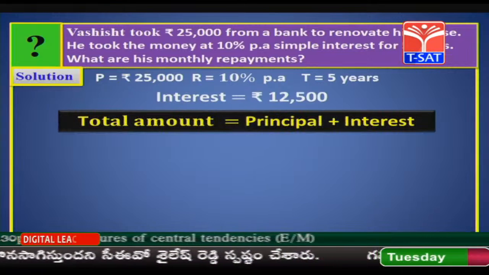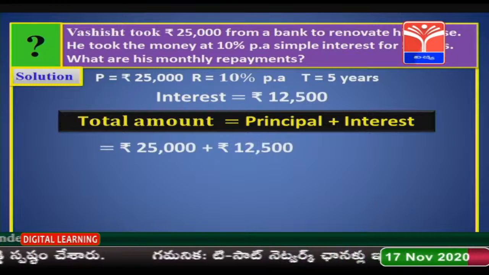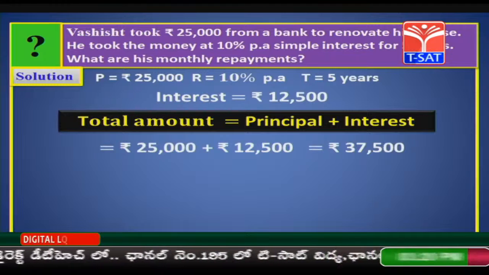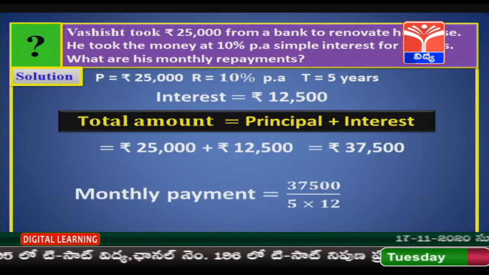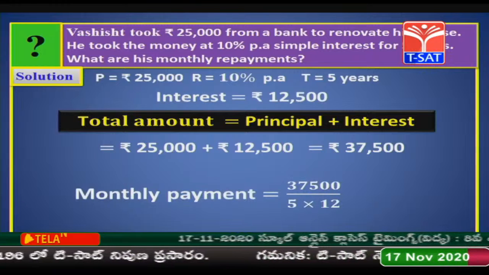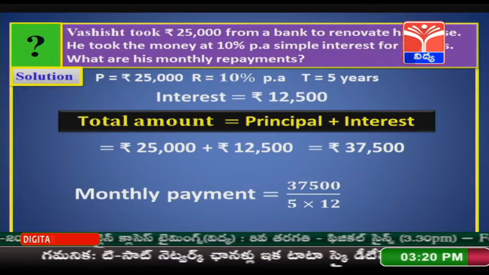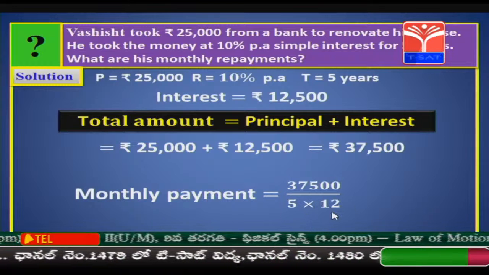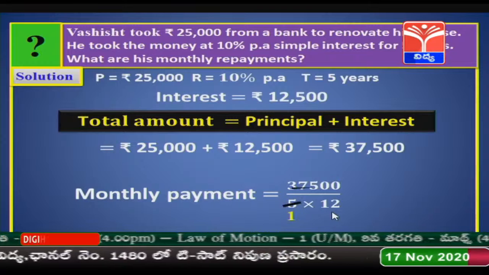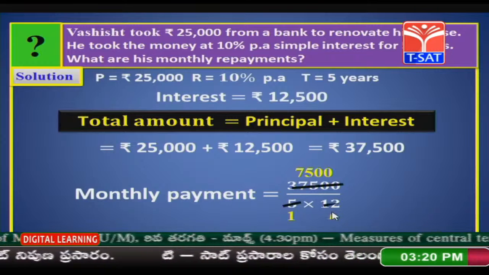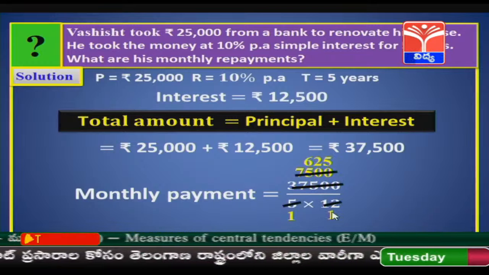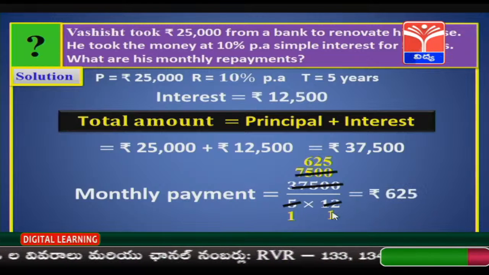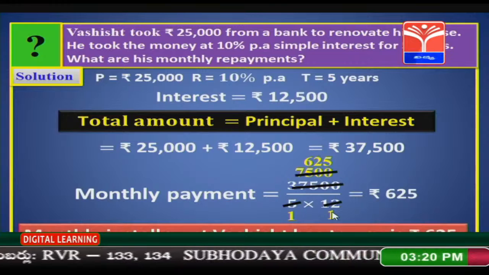So, the total amount to be paid is principal plus the interest, that is 25,000 plus 12,500. On adding this, you get 37,500. So, now Vasisht has to pay 37,500, but in monthly installments. So, since there are 5 years, and in a year we have 12 months, we are dividing by 5 into 12. So, 5 goes one time, and in 7,500 it goes 1,500 times, 12 one time, and 12 goes 625 times. So, what do we get, children? Yes, 625. So, Vasisht has to pay an installment of 625 rupees per month.